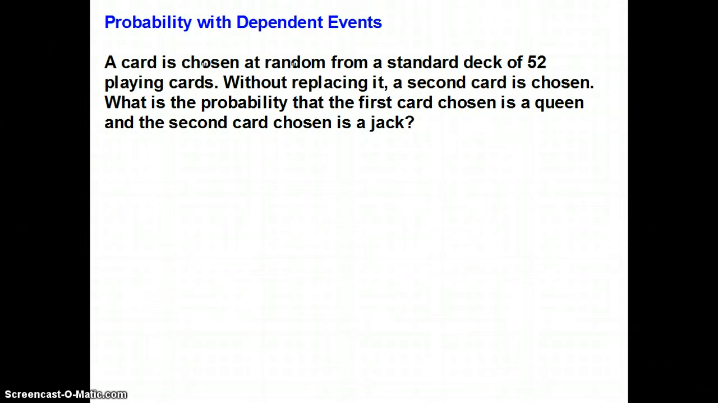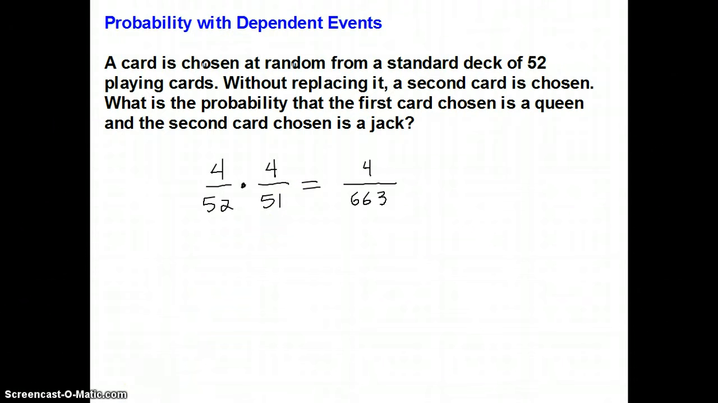So recall from the previous problems that there are 4 queens within a standard deck of 52 cards, and there's also 4 jacks within a standard deck of 52 cards. So we first have a 4 out of 52 chance of selecting a queen. Now once we've picked that queen, we only have 51 cards. But we still have the 4 jacks. We have a 4 out of 51 chance of getting that jack. And so we have to multiply these two together and simplify. What we get is a 4 out of 663 chance.